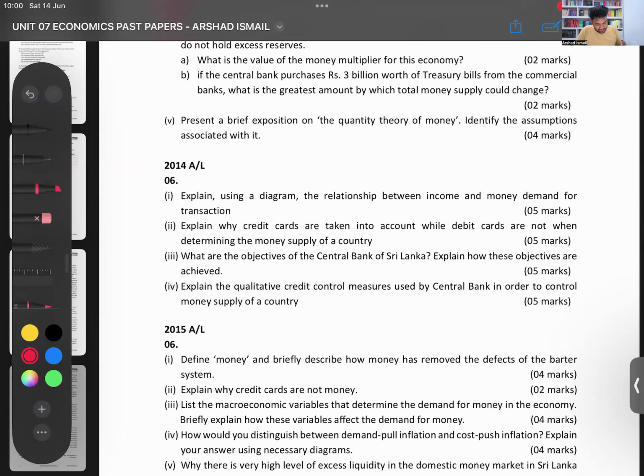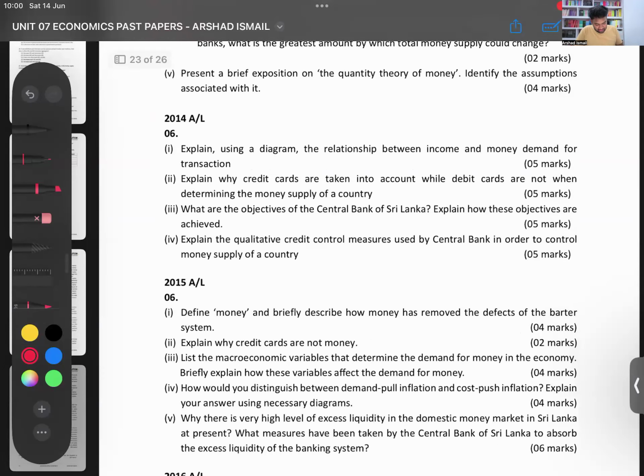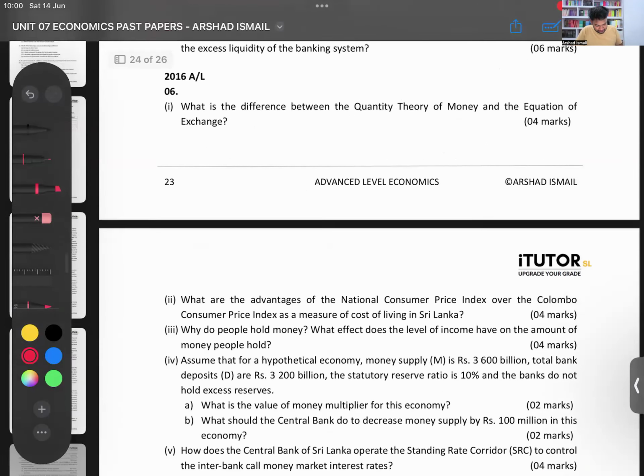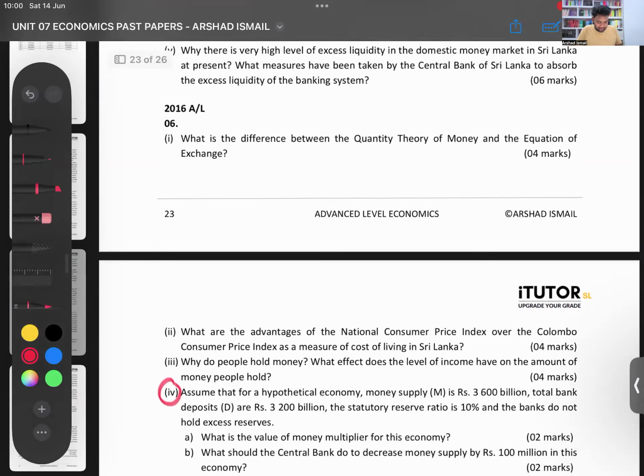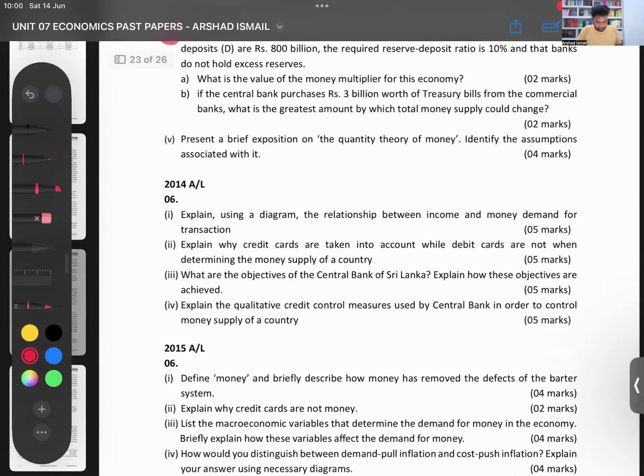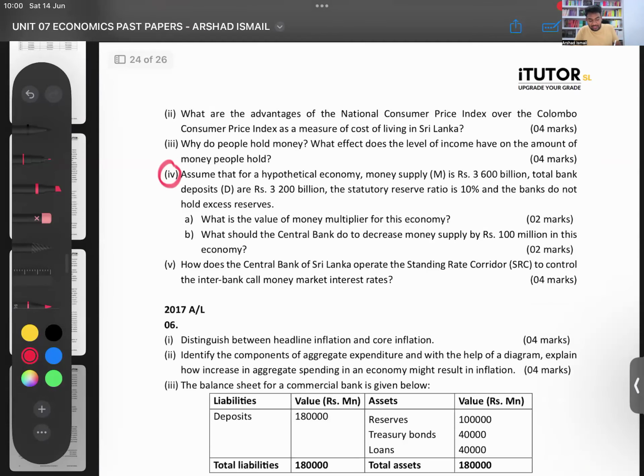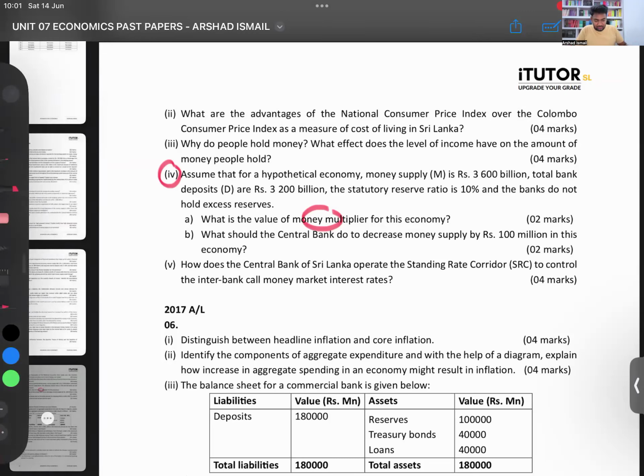Objectives, credit cards. No. Then you all told me 2016. This also is the same story, Lamai. 2016 part 4 is not a direct credit creation question. This is again money supply, the money multiplier story. So I'm guessing those are the two that you all pointed out. Fine. This is money multiplier, not deposit multiplier. So I will leave it there and go back to my slides.